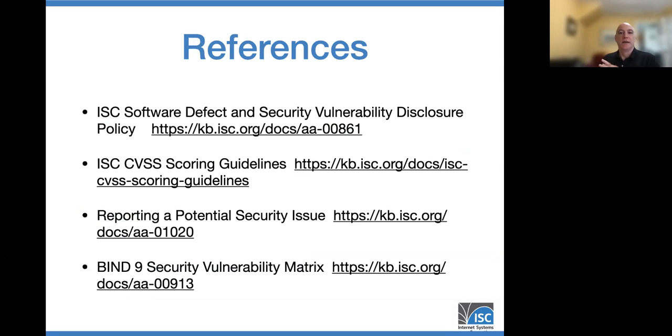All right, so here's your references page. Please do check these out if you want a lot more data on our disclosure policy, as well as the scoring guidelines that I went through. There's also a link here to, again, please report any potential things responsibly. Even if you think, oh, I'm just kind of curious about this, or this seems odd, any of that kind of stuff, just let us know directly, so that we can prevent some of the fire drills that we've had to do in the past. Works out better for everyone.